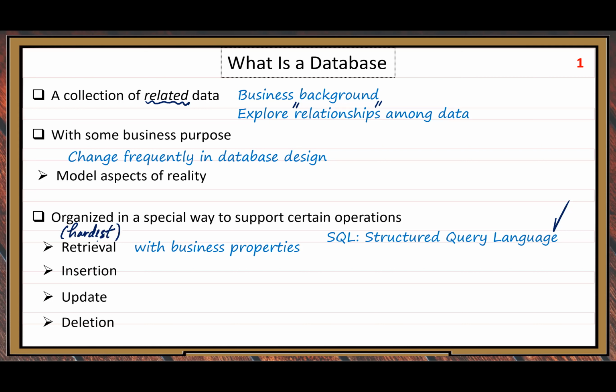Why hardest? Because you need to specify many different business properties when you do retrieval. Which part of the data you want to retrieve, and what properties and what relationship you want to have, so many different ways you can specify in your SQL statement.